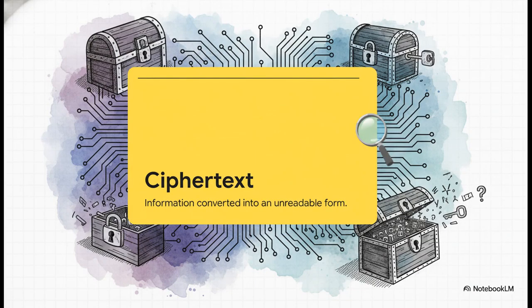Which brings us to the flip side, ciphertext. When we apply encryption, that highly readable plain text is scrambled into an unreadable form. It helps to think of ciphertext like a completely secure physical lockbox. Literally, no one can read or unlock the message inside that box unless they own the actual secret key.